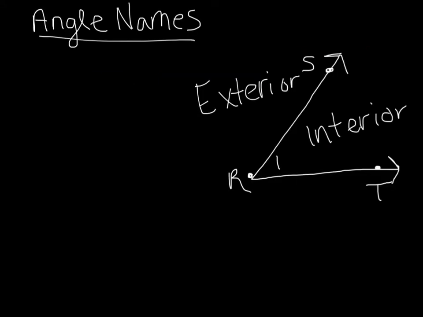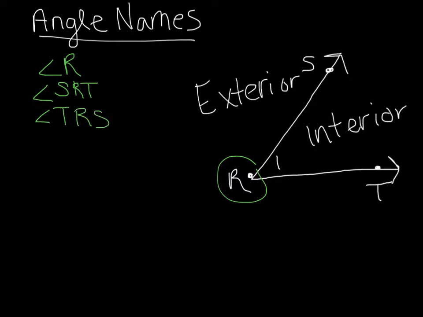So here we have an angle. We can classify this a couple different ways. We can name it by its vertex, which is just angle R. There's its vertex. We could classify it by 2 points and the vertex. We can call this angle SRT. We could call it angle TRS, or we can classify it by its number. We can call this angle 1. Just in terms of your vocabulary, the set of all points between the sides of the angle is called the interior of an angle. The exterior of an angle is the set of all points outside the angle.